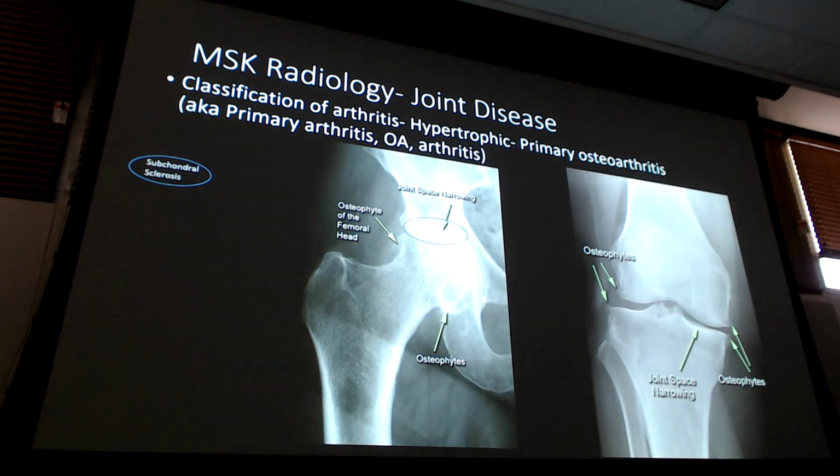So, primary osteoarthritis, old people. Bilateral, right? Typically bilateral. This is from age and it's from use and reuse.